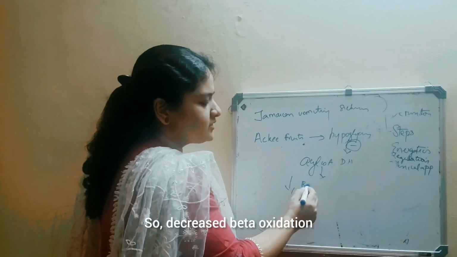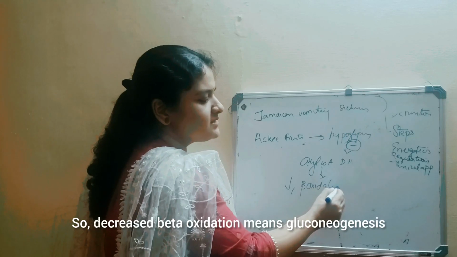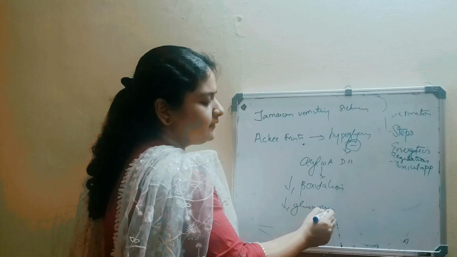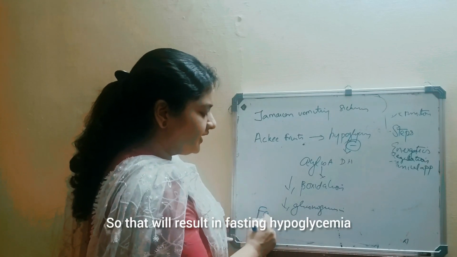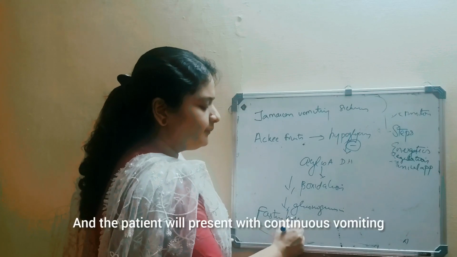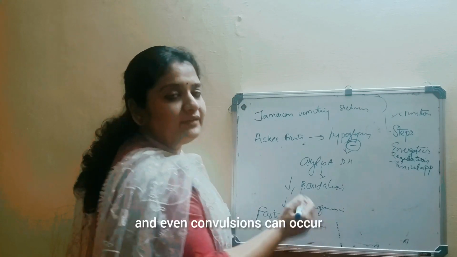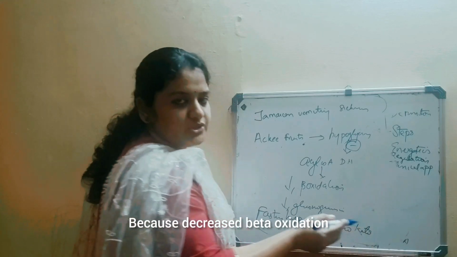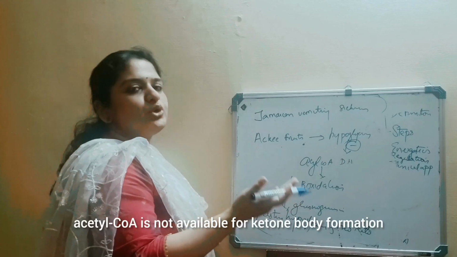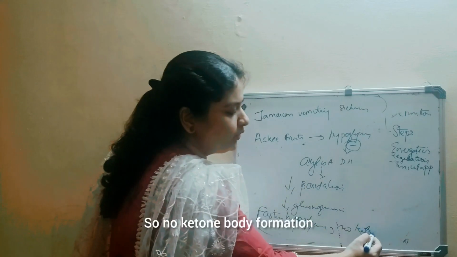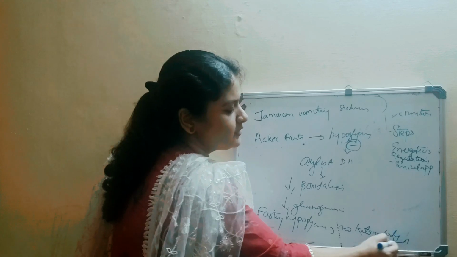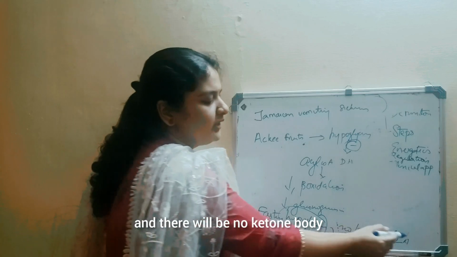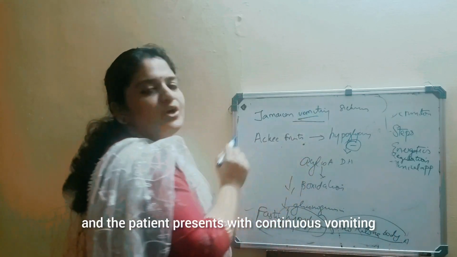So decreased beta oxidation means gluconeogenesis will not occur. So decreased gluconeogenesis will result in fasting hypoglycemia. The patient will present with continuous vomiting and even convulsions can occur. But there is no ketone body generation. Why? Because of decreased beta oxidation, so decreased acetyl-CoA. Acetyl-CoA is not available for ketone body formation. So in Jamaican vomiting sickness, there will be hypoglycemia and no ketone bodies, and the patient presents with continuous vomiting.